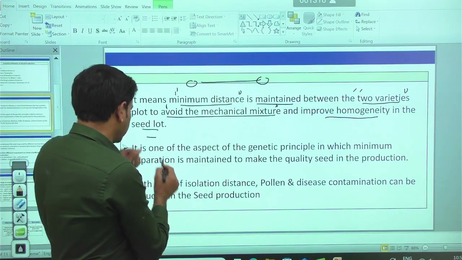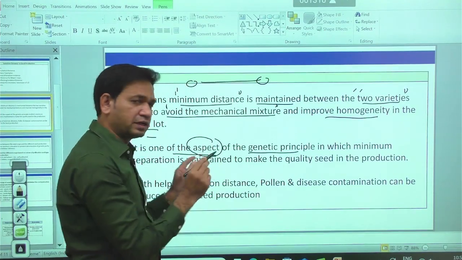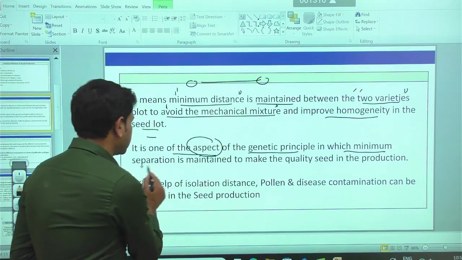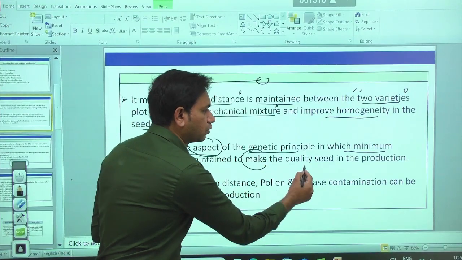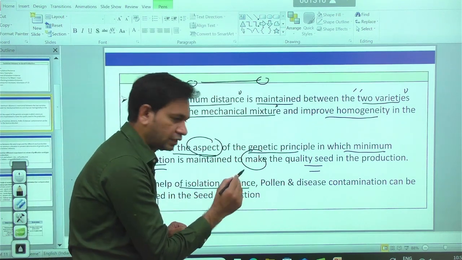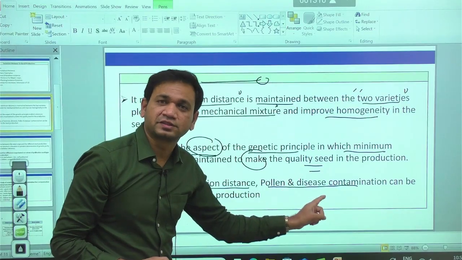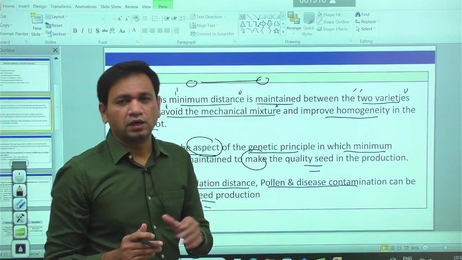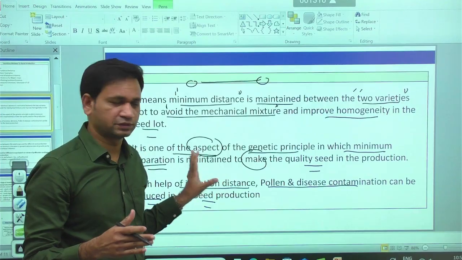In other words, this is one of the aspects of the genetic principle. I'm repeating once again, this is one of the methods or aspects in the genetic principle, in which a minimum separation, meaning a minimum distance, is maintained between one field and another field for quality seed production in seed technology. With the help of isolation distance, we can minimize contamination, pollen contamination and disease contamination, in seed production. If they ask what you understand by isolation distance, then you have to write this much in the given pages.